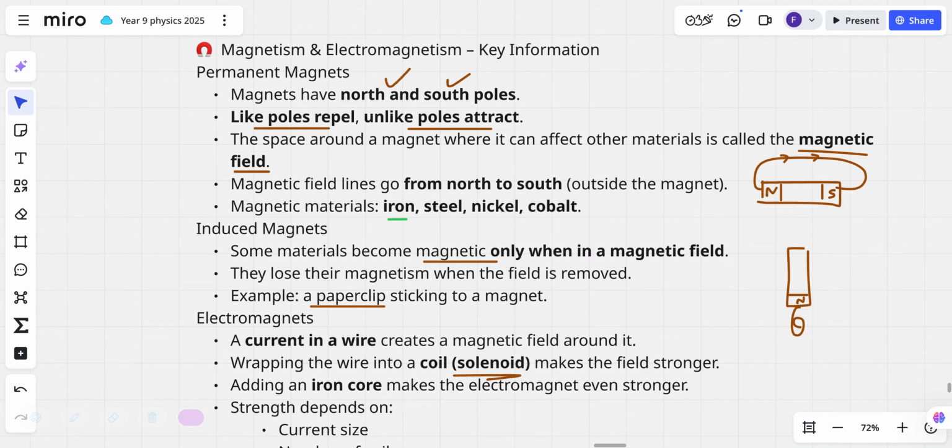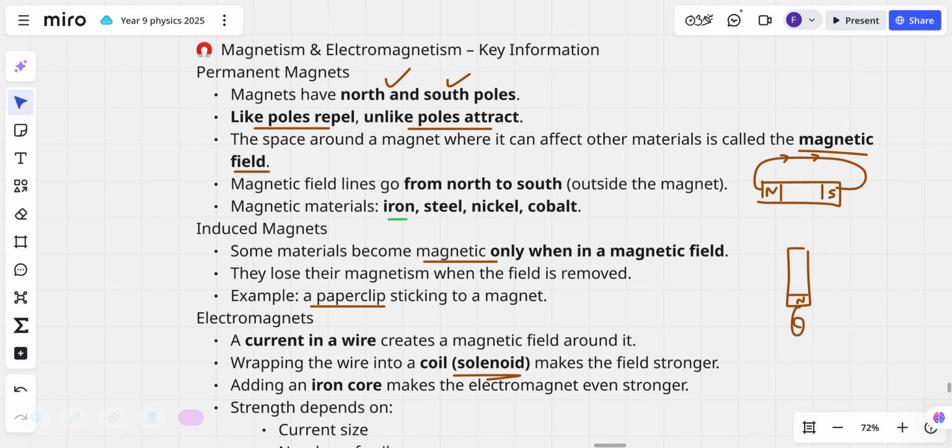The space around a magnet that you can't see, that influences or pulls material towards it, is called a magnetic field. The field lines go from north to south. There you go, north and south pole, my lines go from north to south. Magnetic materials: iron, steel, nickel, cobalt.